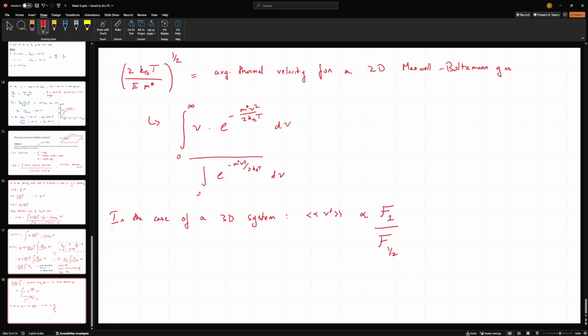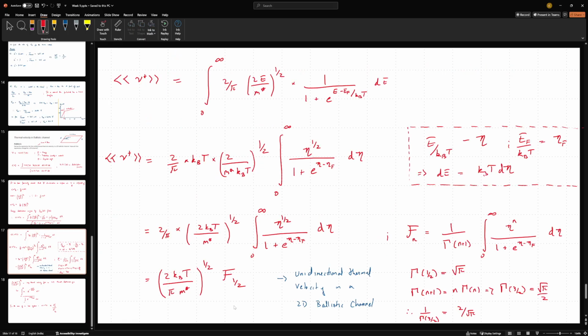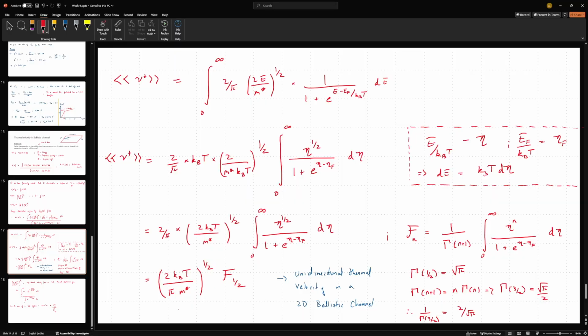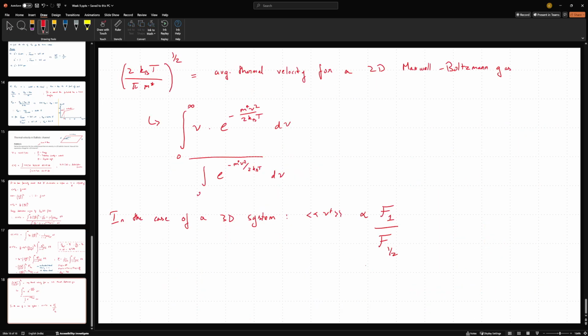In fact, even here you can see that this is actually f half divided by f0 because f0 is 1. The Fermi integral of order 0 is a constant, it's 1. So this is f1 by half. Now you can guess what will happen if I have a 1D system. So this is actually equivalent to 2 kBT upon pi m star into half into f half divided by f0, and this is a constant. So I have half in the numerator, 0 in the denominator for a 2D system. I have half in the denominator, 1 in the numerator for a 3D system. Observe the pattern and you can guess what is happening for a 1D system.